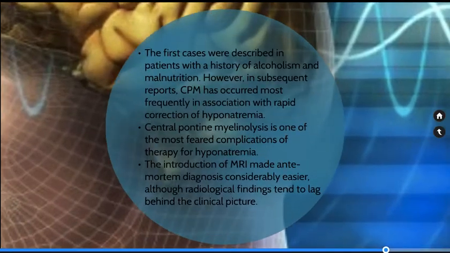Conclusions. The first cases were described in patients with a history of alcoholism and malnutrition. We observed in the subject reports that CPM has occurred most frequently in association with rapid correction of hypernatremia. Central pontine myelinolysis is one of the most feared complications of therapy for hypernatremia. The introduction of MRI made the diagnosis easier, although radiology findings lag behind the clinical picture.